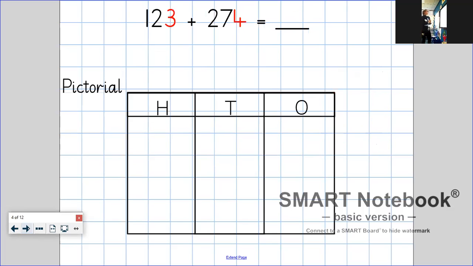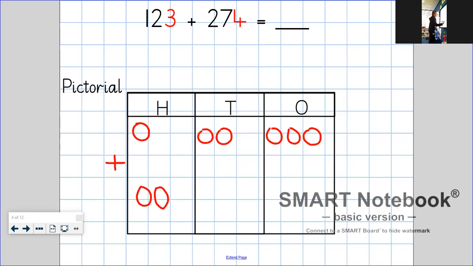So let's have a look at this one. You can pause the video and do it pictorially if you want, or you can just continue watching me. So I've got 100, I've got 2 tens, and I've got 3 ones, 123. I am adding 2 hundreds, 7 tens, and 4 ones.